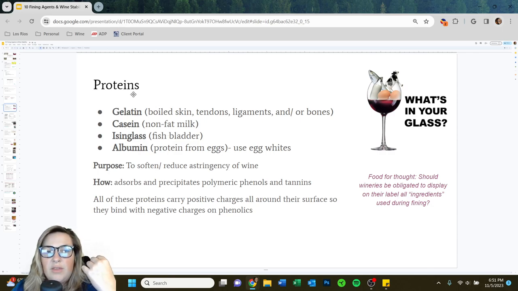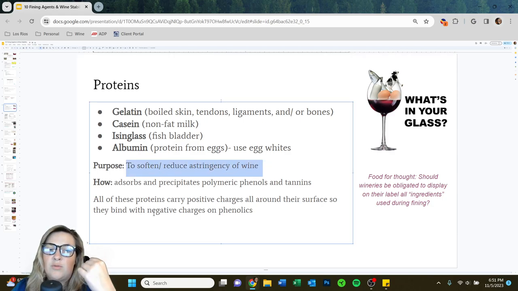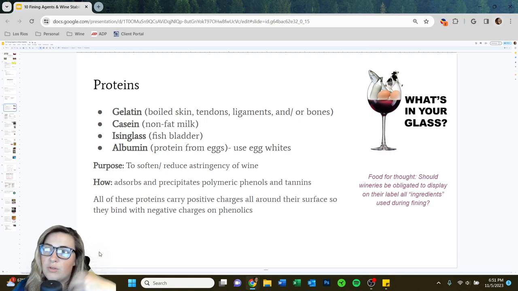So proteins include things like gelatin, casein, which is milk, isinglass, which is fish bladder, and albumin, which is just eggs, egg whites. So commonly, yes, winemakers just go to the store and buy these things and dump it in a tank. Why do we use this? It's to soften and reduce the astringency of wine. So if you have a wine that's just over-extracted, just way too tannic and way too harsh, these things can help. It'll bind to those tannins, and it will help soften the wine. So again, you don't want to over-treat it because then you remove all the tannins, and you want some tannins, right? So you want to do trials and make sure you're adding the proper amount.